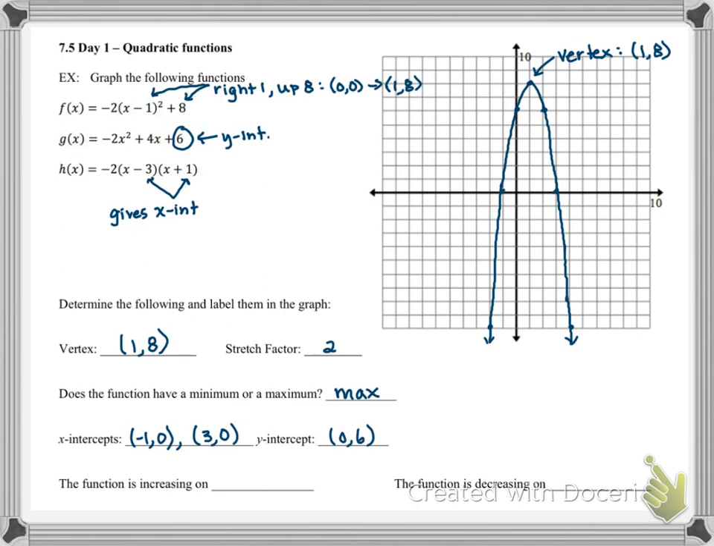Where is the function increasing? Negative infinity to 1. From here to the vertex, and then where is it decreasing? From 1 to infinity, so after the vertex.